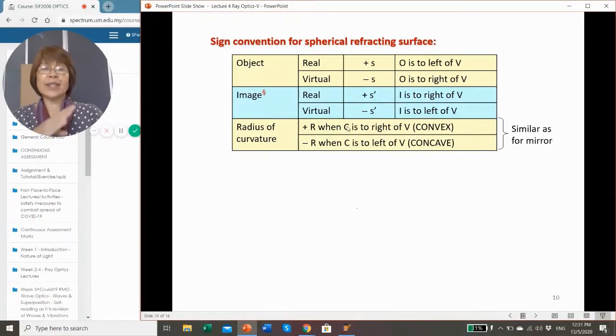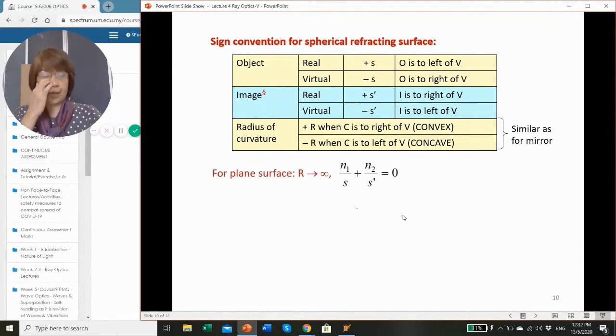So it's positive when the center of curvature is on the right side of the vertex, and it will be negative when C is on the left side of the vertex point. V stands for vertex point. Well, for a plane surface, basically, you just put r to infinity, which means this side equates to 0. So you're just left with the left-hand side of the equation.